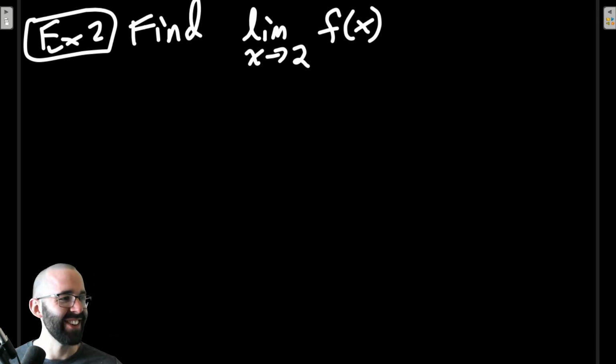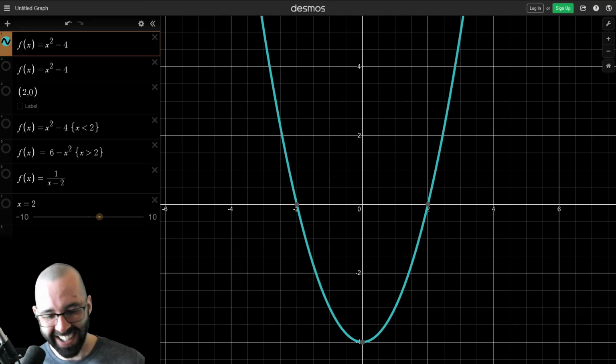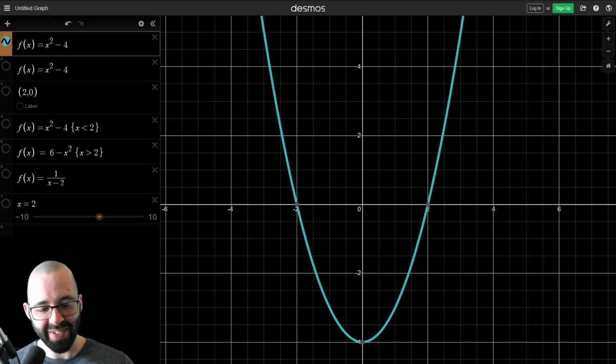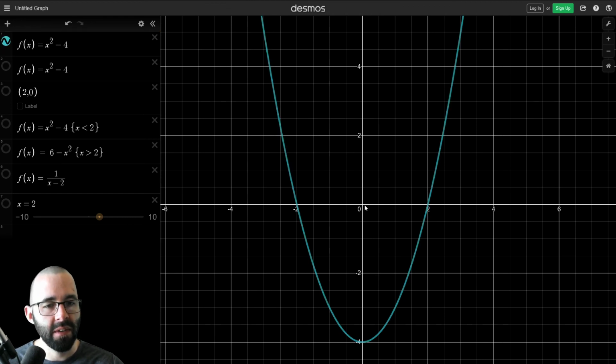All right, so let's look at this graph. Here's our first function. This is part A. So for part A, as x gets really, really close to 2, what does y become? What does the function value become? Look, when x is 0, the function value is down here. When x is 1, the function value is down here.